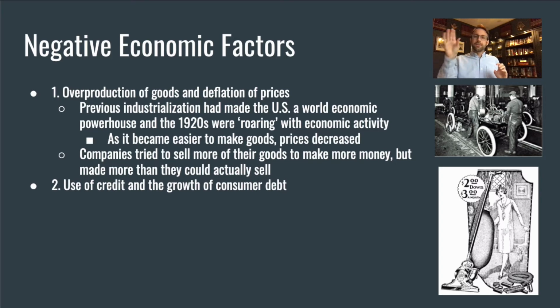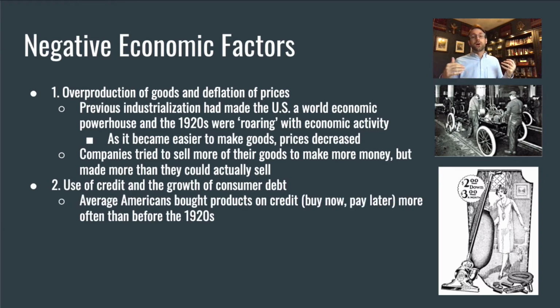Now, that's the number one thing, which is on the end of who's making the goods, but what about the people buying the goods? Now, a second negative economic factor that led to the Great Depression was that increasingly, average Americans were buying goods on credit. So credit means buy now, pay later, or give us a little bit of money now and pay the rest in installments over time. It's essentially how credit cards work, right?